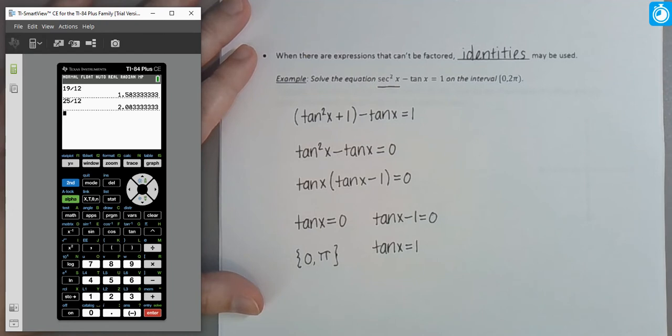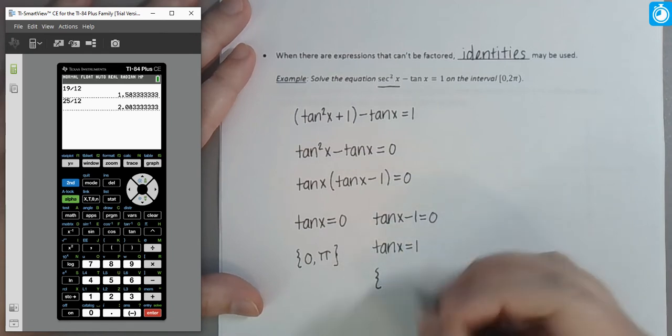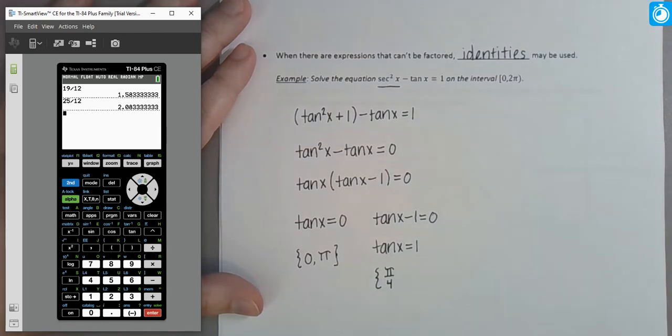Well, if the tangent has a value of 1, that means the sine divided by the cosine was equal to 1, which means the sine and the cosine had to be the same. So I'm looking for radian measures within the interval from 0 to 2 pi where the sine and the cosine would have the same value. Well, in the first quadrant, the sine and cosine have the same value at pi over 4. They both have a value of root 2 over 2. So I divide those two values, I get a 1 for my tangent.